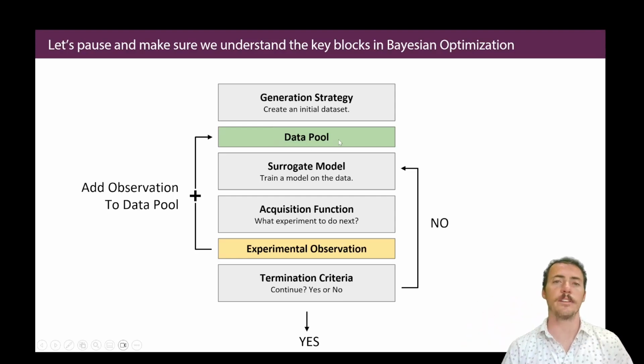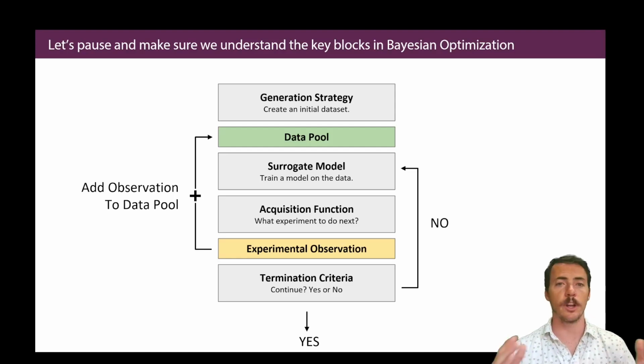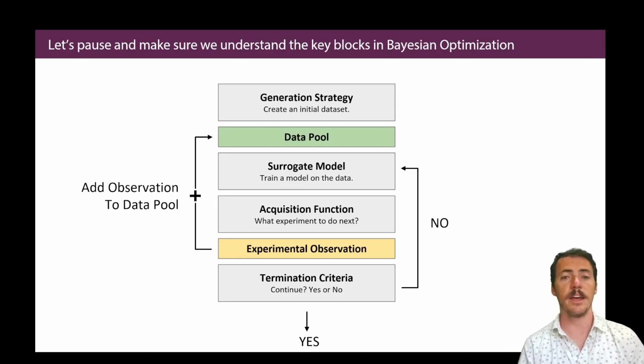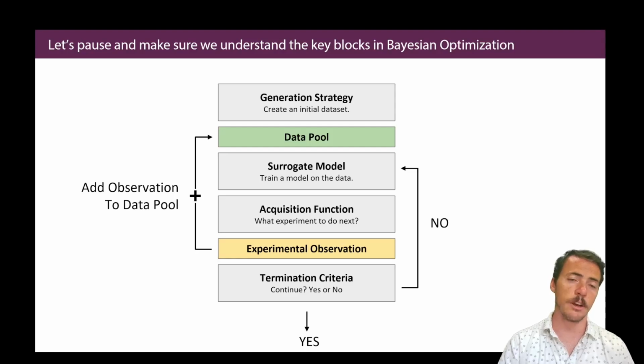Sweet. Once you've got a data pool, now you can fit a model to that data pool, some sort of surrogate model: Gaussian process, random forest, many different options here, right? Using that surrogate model, we're going to train the model on the data and then use that model and an acquisition function to calculate which experiment should come next.